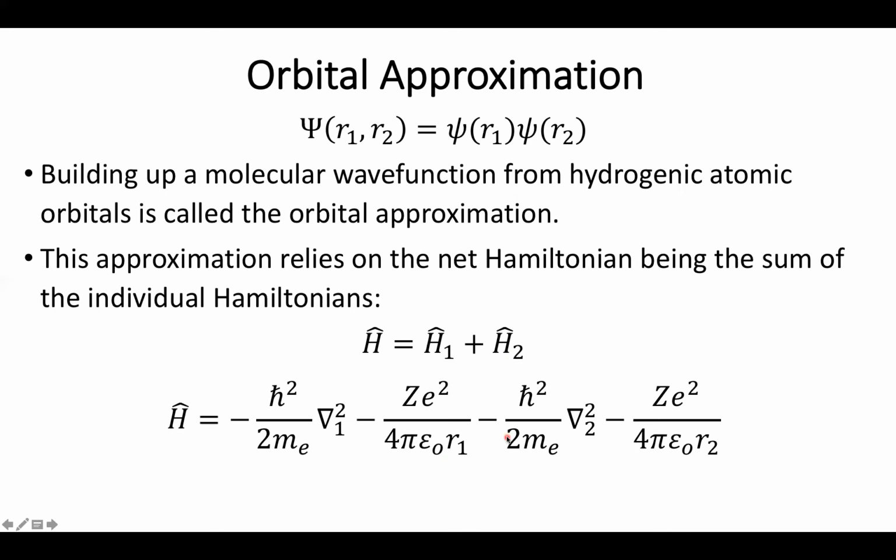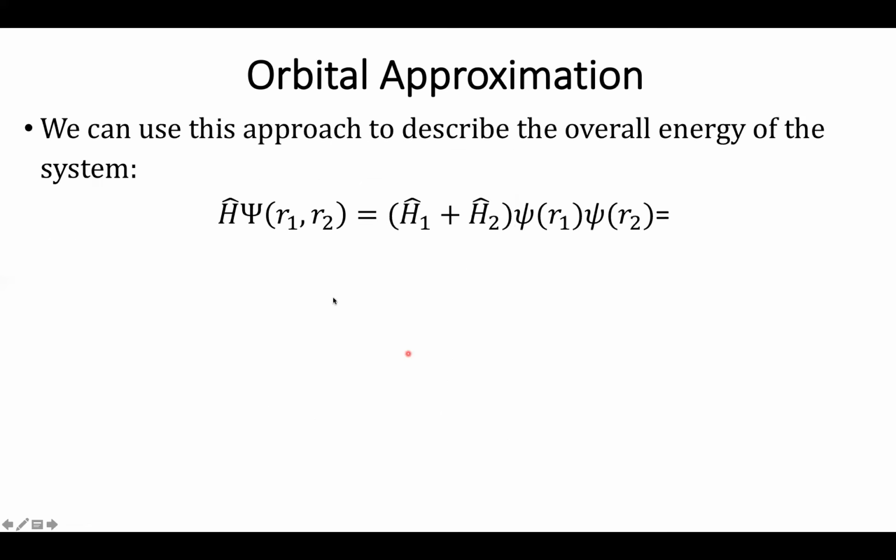So what we can do is see what our energy looks like under this orbital approximation. If I apply my Hamiltonian to this net wave function, it's going to be the same as applying the sum of my two individual Hamiltonians to the product of my two individual wave functions.